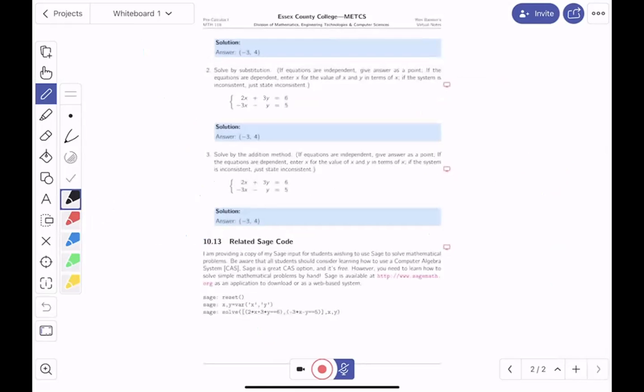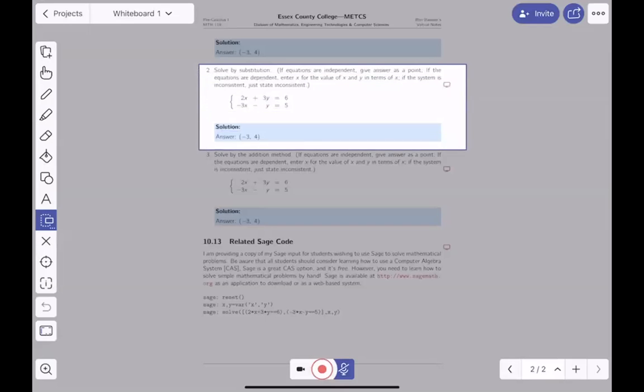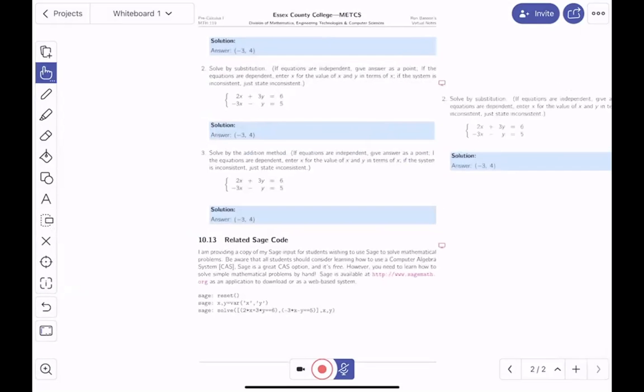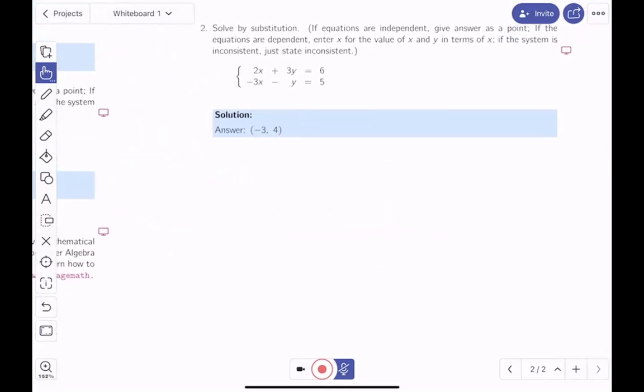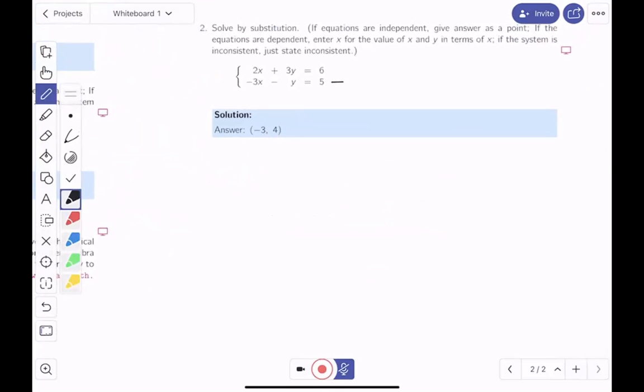And number 2 says something different, by the way. It says solve by substitution. And again, we're just reviewing the techniques that you've done in Math 100. That's all we're doing. So if you're going to solve by substitution, what you do is pick one of the two equations and solve for either x or y. I'm going to say the second equation I could solve for y pretty easily. What do you get?